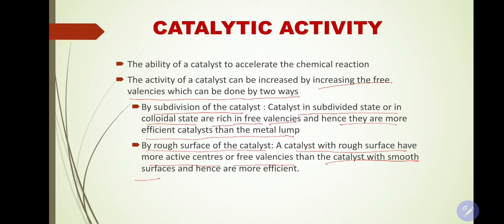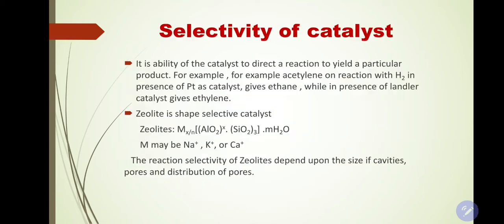One thing to remember about catalytic activity: you have already known that group 5 to group 11 consist mainly of catalysts, and most catalytic activity is observed between group 7 to group 9. Group 7 to group 9 show the most catalytic activity. Now let us learn about the selectivity of catalyst.